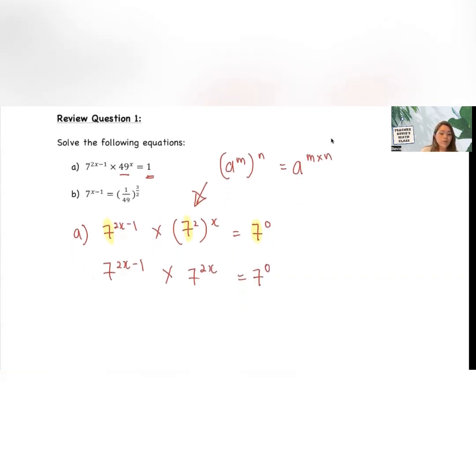Now I need to further simplify this left-hand side. How do I combine these two indices together? I will use the law of a to the power of x times a to the power of y, which gives me a to the power of x plus y. Same thing: 7 to the power of 2x minus 1 plus 2x, adding the two powers together because of the same base, equals 7 to the power of 0.